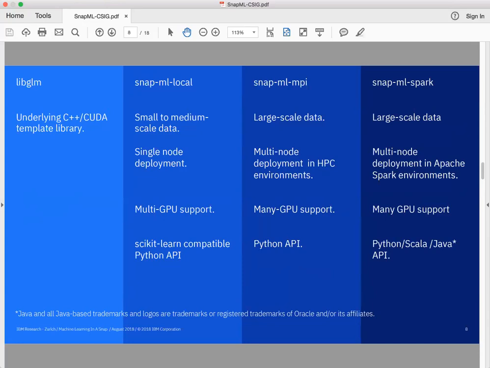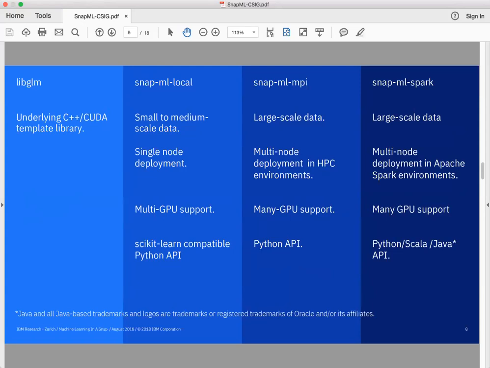However, it does support multi-GPUs. So if you have 4 GPUs in your server, SnapML local can utilize all of them. And it's exposed to the user with a Python API, which is compatible with scikit-learn. And I'll show you an example of that later. If you have some scikit-learn application, which is using GLMs, you just have to change 2 lines of code in order to use SnapML and benefit from the GPU acceleration, which is offered there. Now, if you have a big data set, there are 2 options for how to utilize SnapML to train that big data. One is to use the MPI interface.